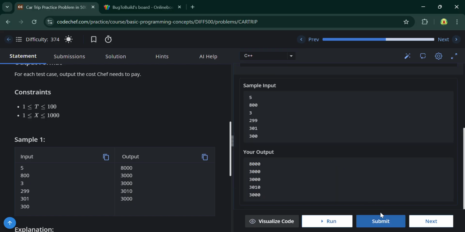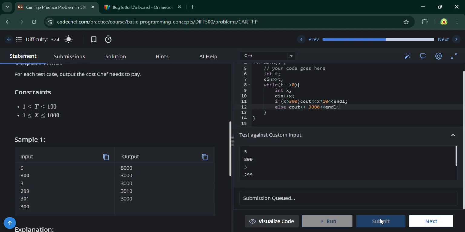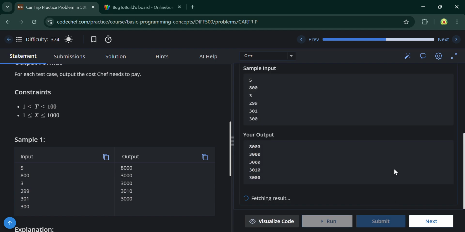Yeah, this code works fine. Let's submit this. Yeah, this has been accepted.